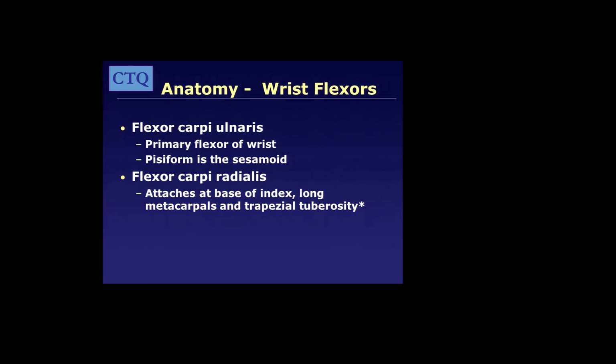As far as the wrist flexors, the FCU, or flexor carpi ulnaris, is the primary flexor of the wrist. The pisiform is its sesamoid. The flexor carpi radialis has multiple and varied insertions, including into the index and long metacarpals, as well as the trapezial tuberosity.